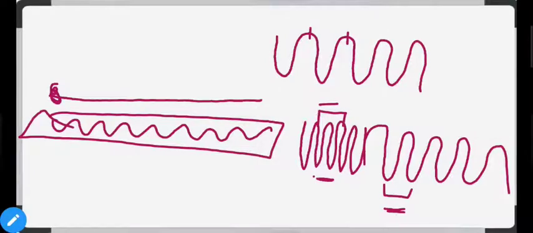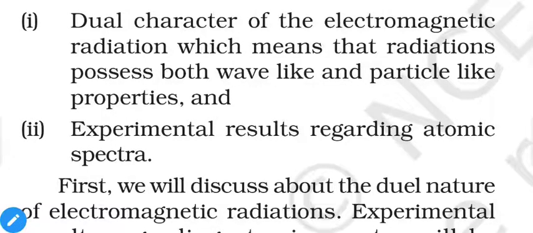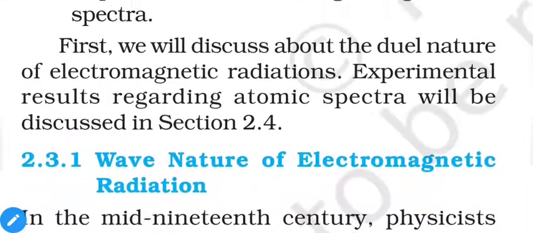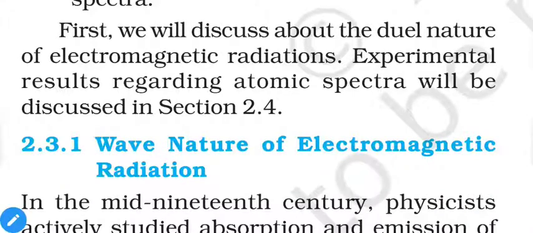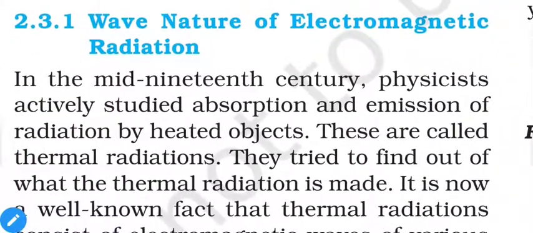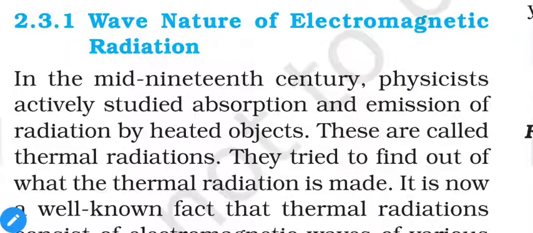So the first point is that light or electromagnetic radiation possesses both types of nature, and second, experimental results regarding atomic spectra. We will discuss it in an upcoming point. First we will discuss the dual nature of electromagnetic radiation. Experimental results regarding atomic spectra will be discussed in section 2.4, that means in the next section. The wave nature of electromagnetic radiation.